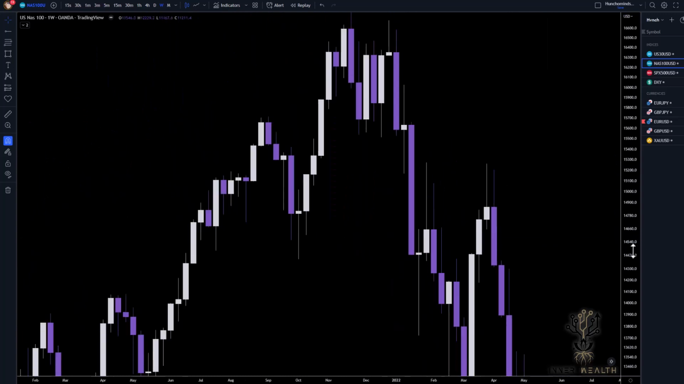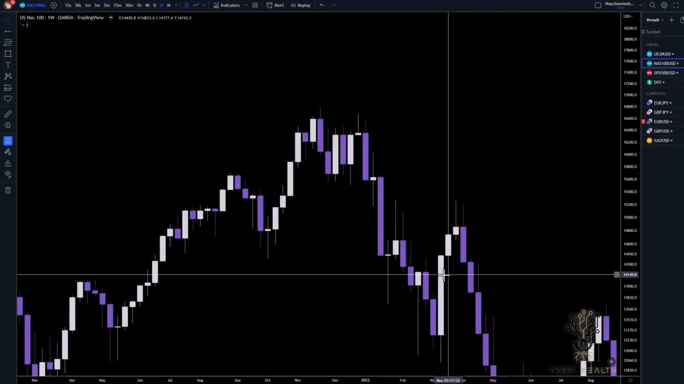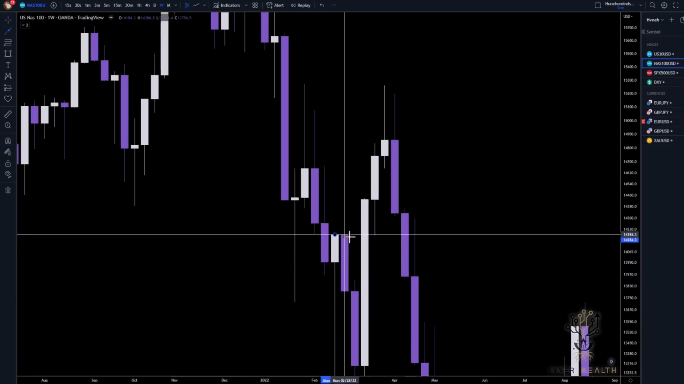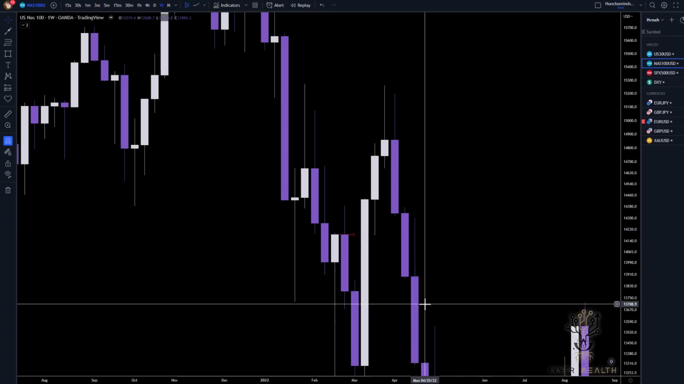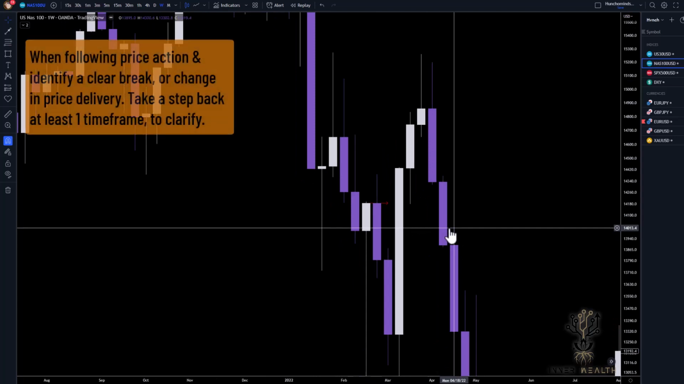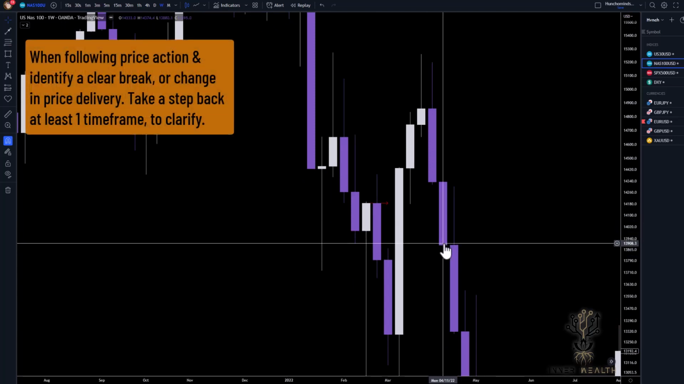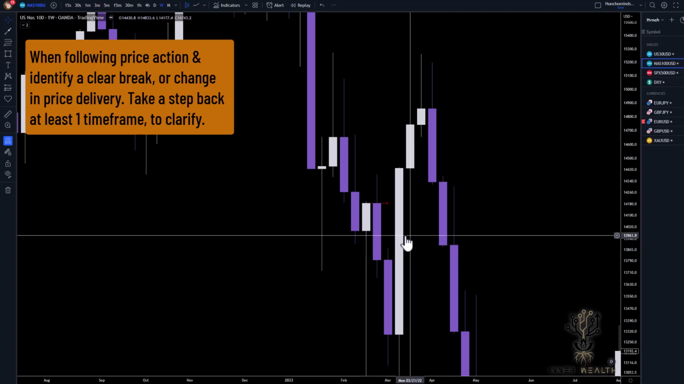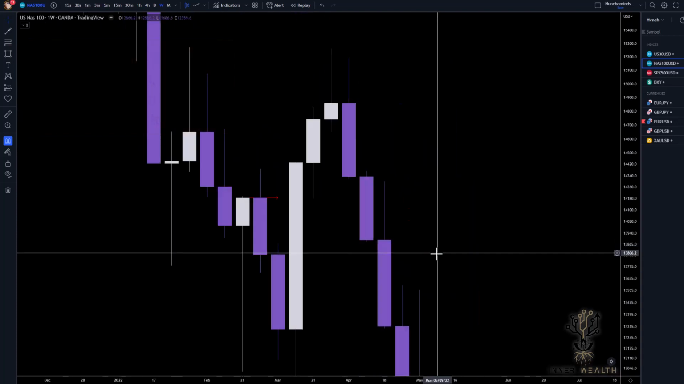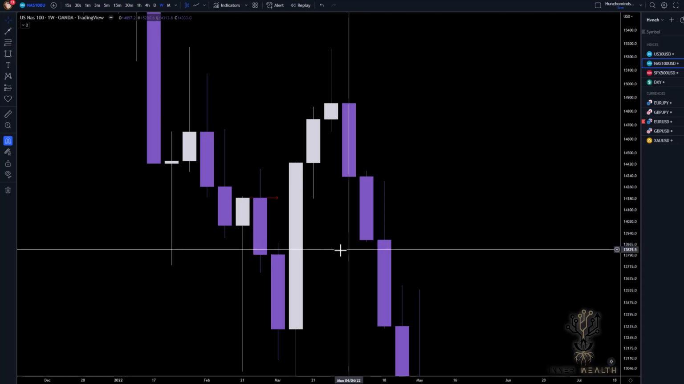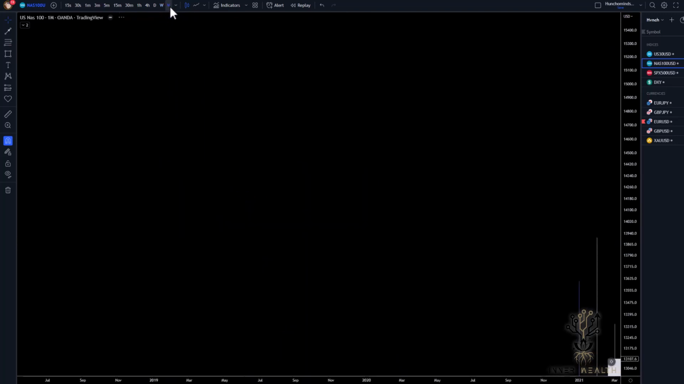Sometimes you have to step away when you see a break. This is what I consider a break in structure. And when I see any break of structure, I always go to one time frame above. That is a huge gem. I'm gonna let you guys write that down. When I see a break of structure, I always go one time frame above to verify what I'm seeing.